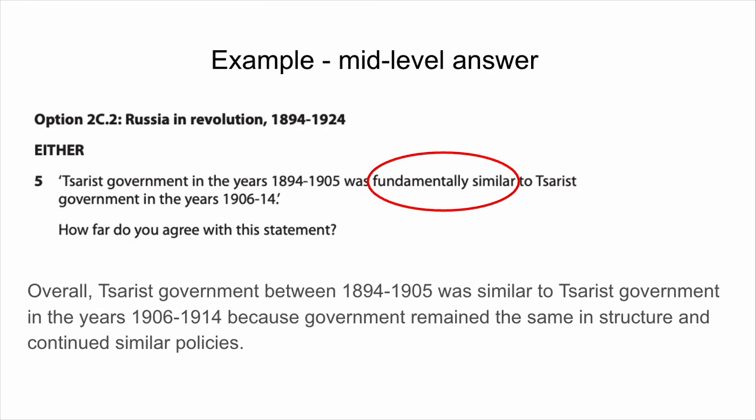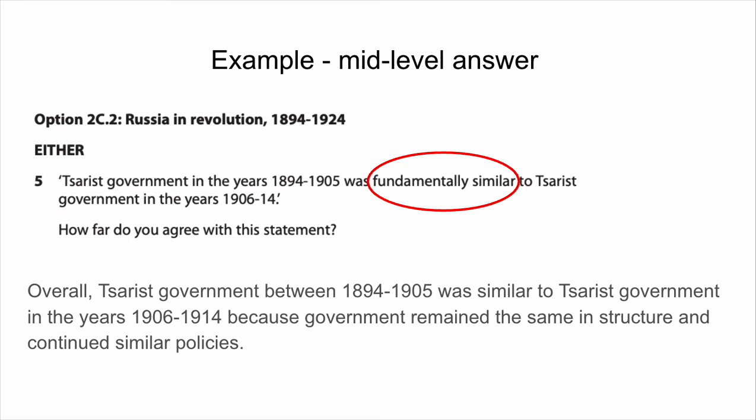So for the question about whether Tsarist government in 1894 to 1905 was fundamentally similar to Tsarist government in the years 1906 to 14, a mid-level answer might provide something like this. The student might write, overall, Tsarist government 1894 to 1905 was similar to Tsarist government 1906 to 1914 because government remained the same in structure and continued similar policies. So hopefully you can see that is a judgment. The student has reached a judgment, and they've substantiated that judgment.